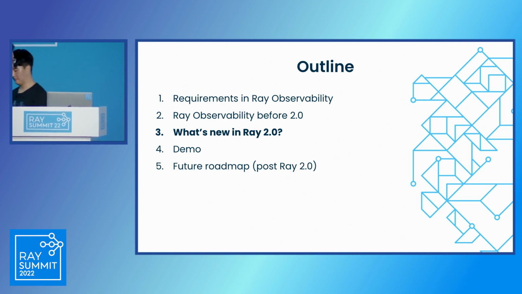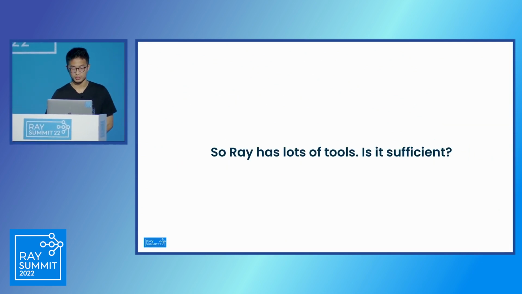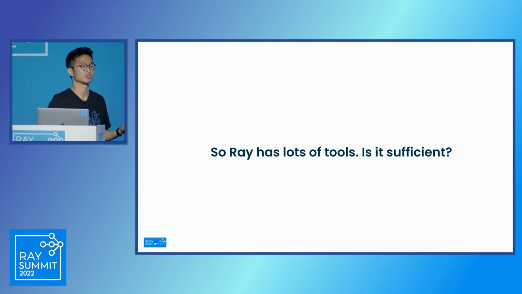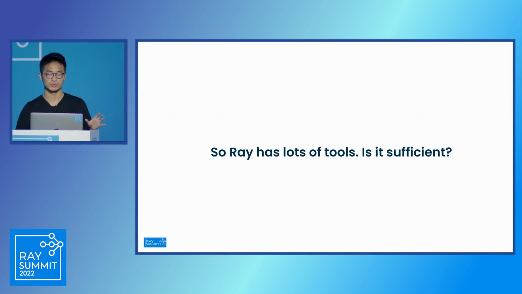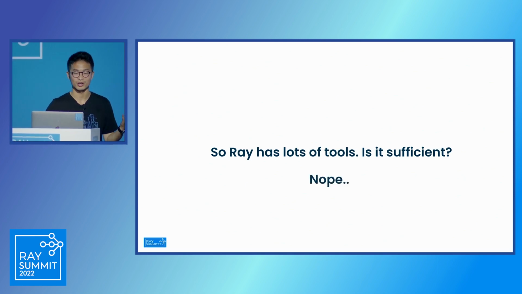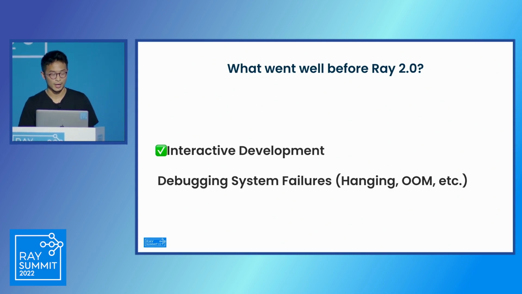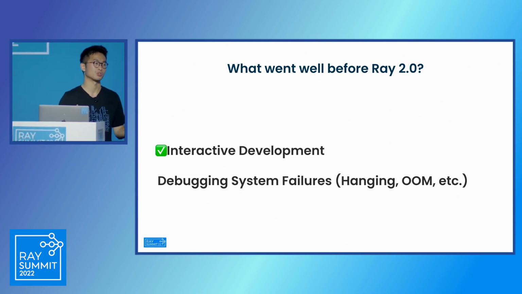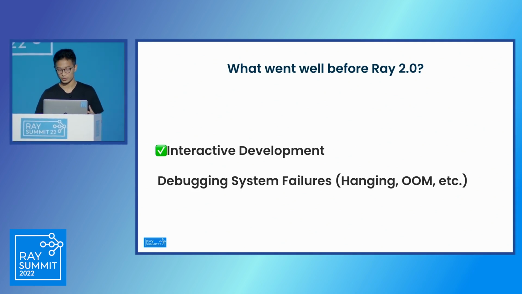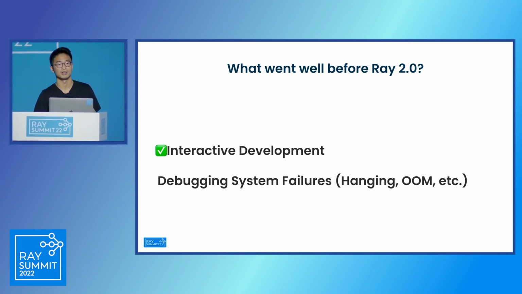All right, thanks, Sen. So Sen has given you an overview of what happens before Ray 2.0. So Ray has many tools, as you're saying, but is it sufficient? Well, apparently no, right? Otherwise, I wouldn't be seeing many of you here listening to the talk, I guess. It's good for interactive development. You can start your Ray program, you can see the logs, you can see the tracing, the dashboard. But when it comes to large systems, which is usually what Ray is actually useful for, you have system failures like hangs and out-of-memory issues. At that point, it's very hard to debug.